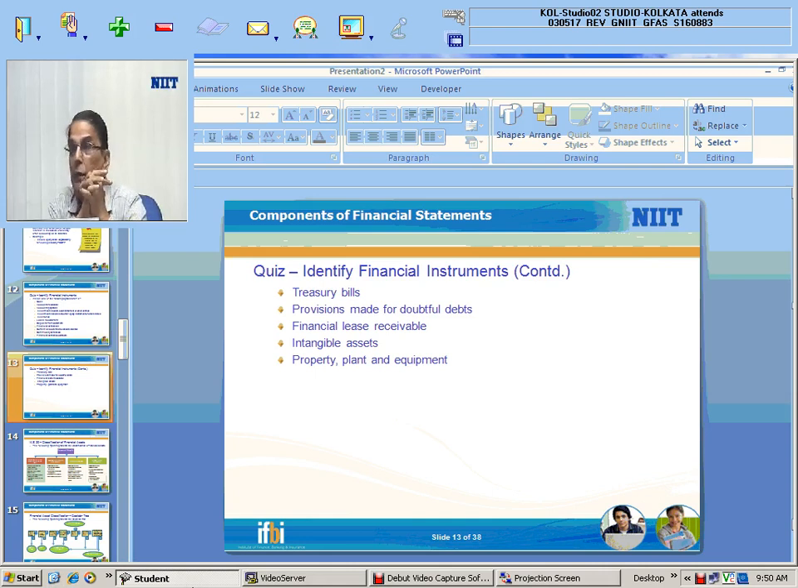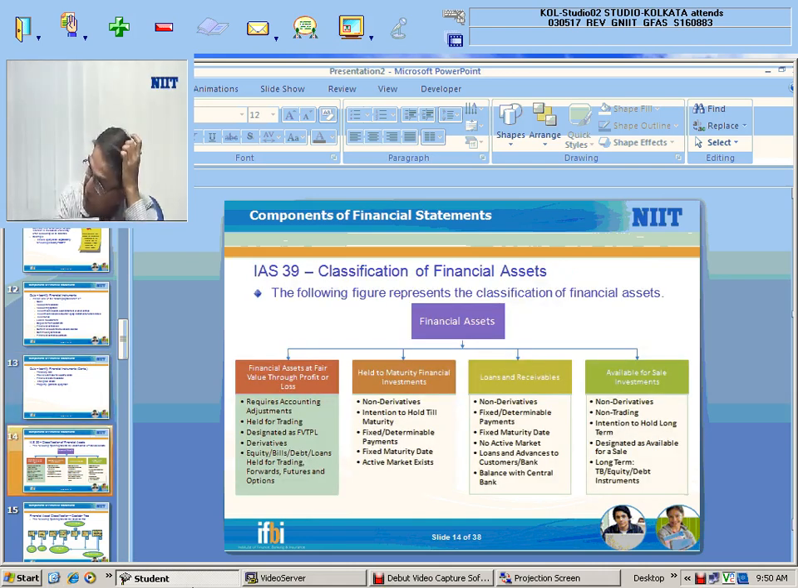So, classification. Now we come to the classification of financial assets. Having understood what financial instruments are, now we will talk about how to classify financial assets. Under IAS 39, which is the currently operating accounting standard, which will be replaced by IFRS 9 from 1st January of next year.